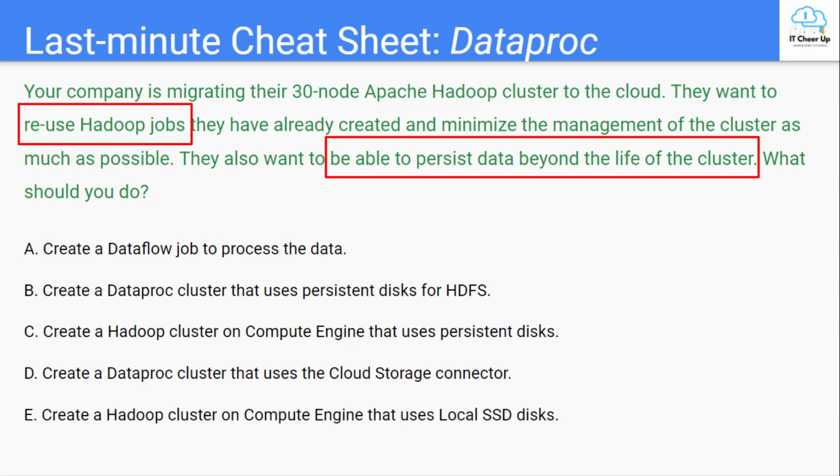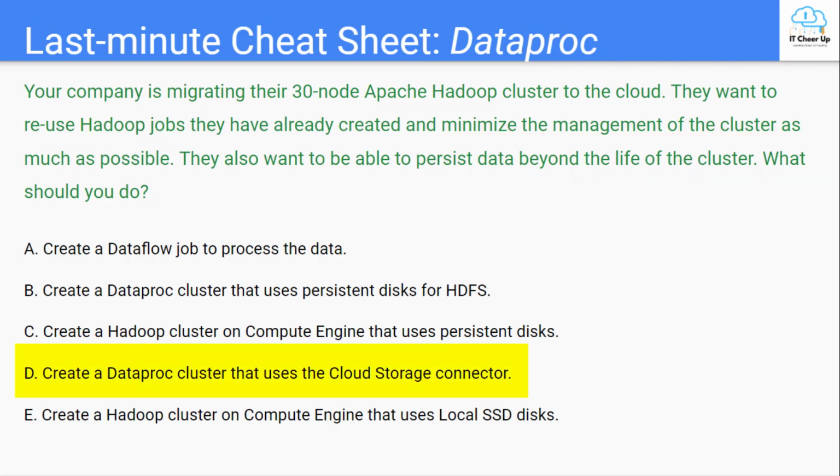By the way, you can review the difference between persistent disks and local SSD in GCP GCE storage options video. Minimize the management of the cluster rules out the answer C, so the correct answer is D.